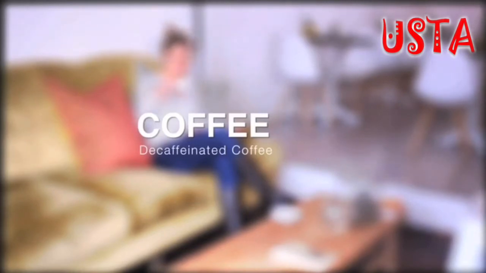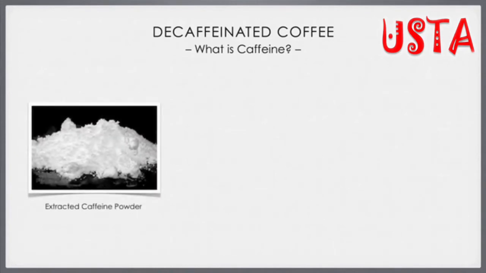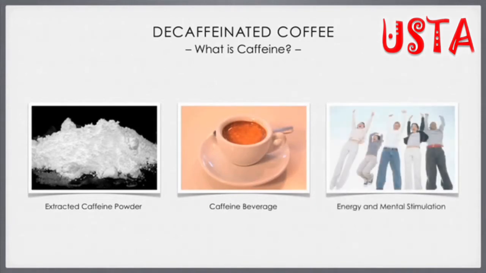So what is decaffeinated coffee? Well, to answer that question, we first have to understand what caffeine is. Caffeine is a crystalline compound that is found in tea and coffee plants and is a stimulant of the central nervous system. That is why when we drink beverages with caffeine in them, we feel a certain burst of energy and mental stimulation. Caffeine is the element that is responsible for this effect.